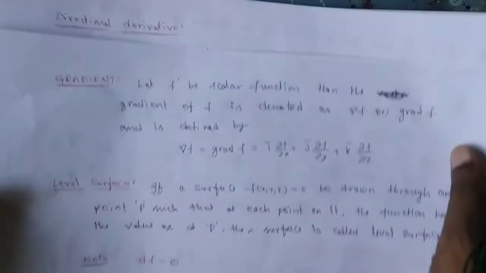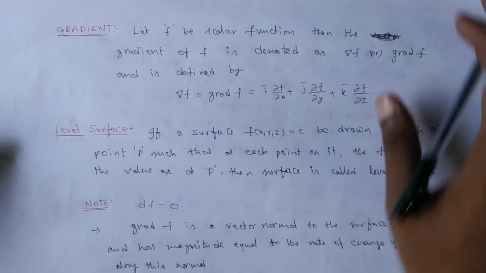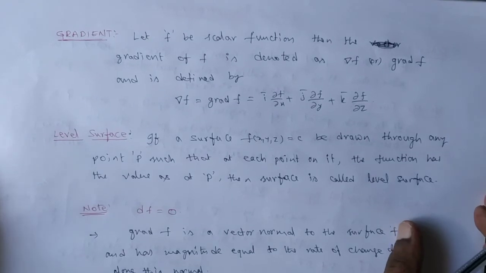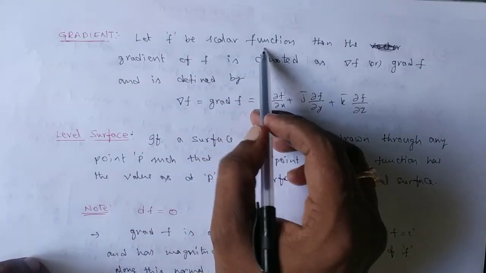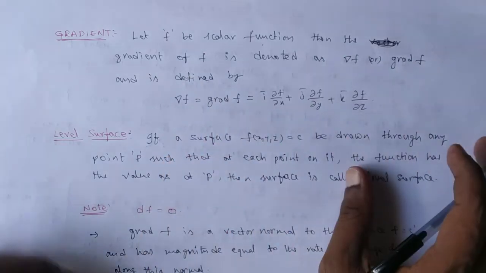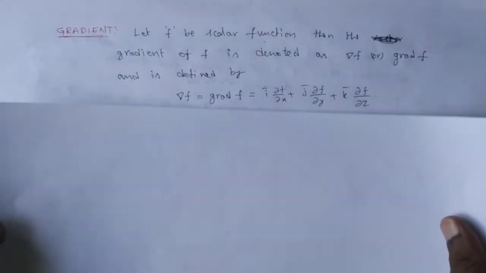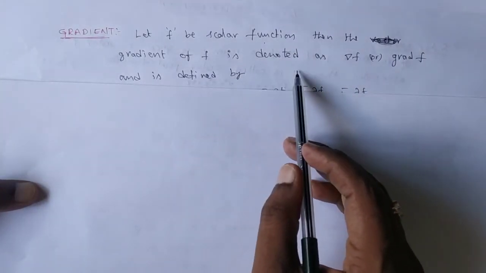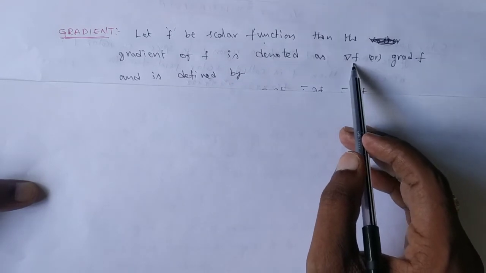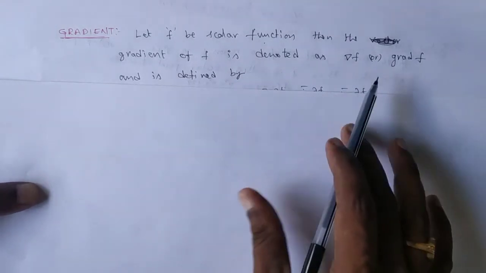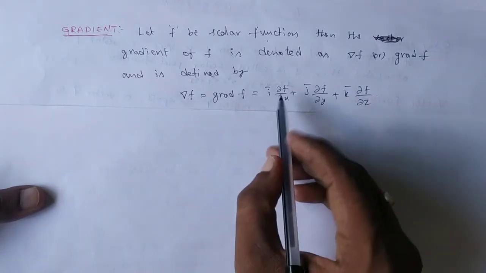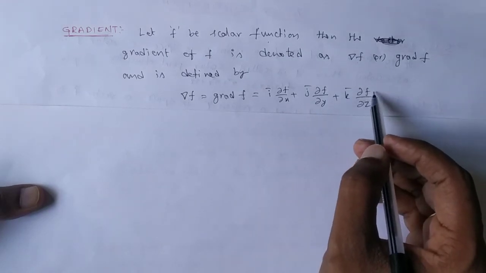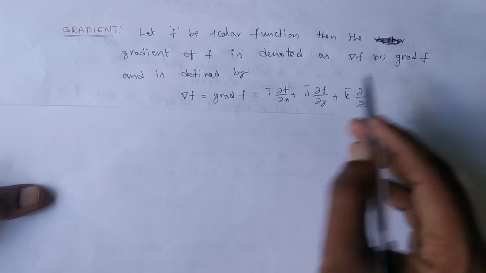So let us see one after another. Now I am defining the gradient of a function. It is the most important in vector differentiation. Let f be a scalar function, then the gradient of f is denoted by grad f or del f, and is defined by the equation grad f equal to del f equal to i bar dou f by dou x plus j bar dou f by dou y plus k bar dou f by dou z. So when f is any scalar point function, then grad f is nothing but del f.